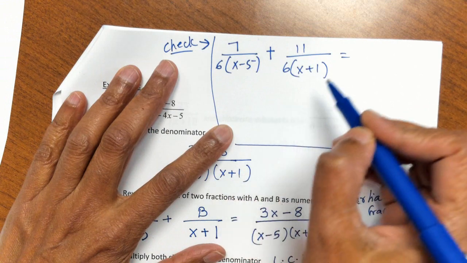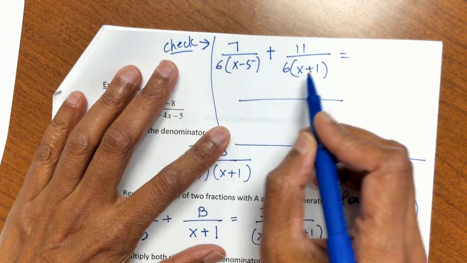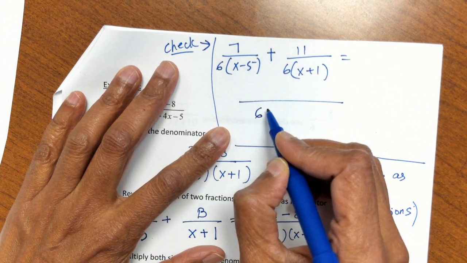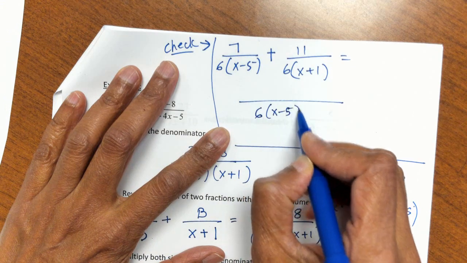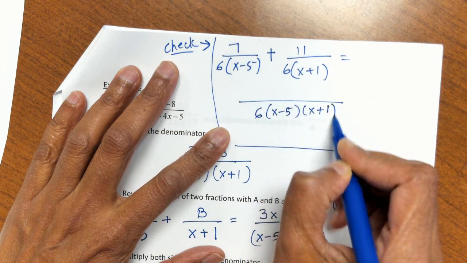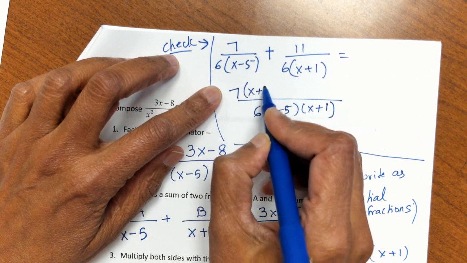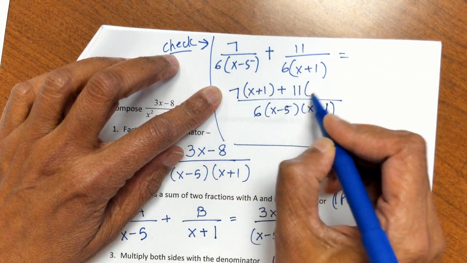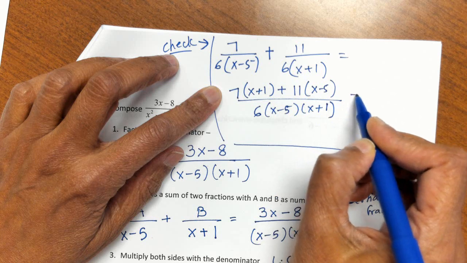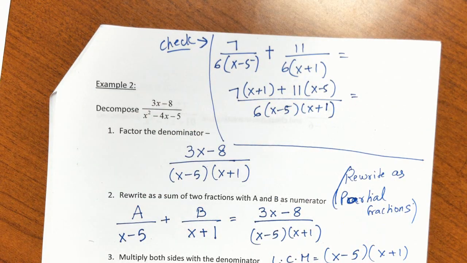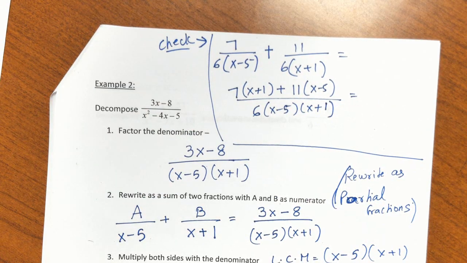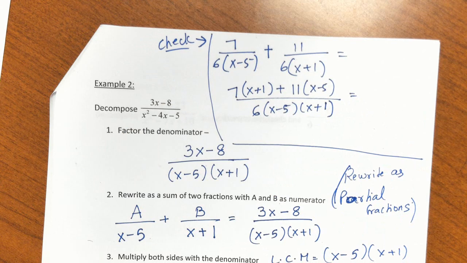So my common denominator is 6, so I write 6 only once. x minus 5, x plus 1. I multiply 7 with x plus 1 because that's missing. I multiply 11 with x minus 5 because that's missing. Is everybody okay with this check so far? Everybody doing okay with it?